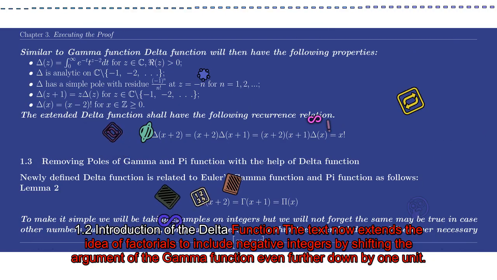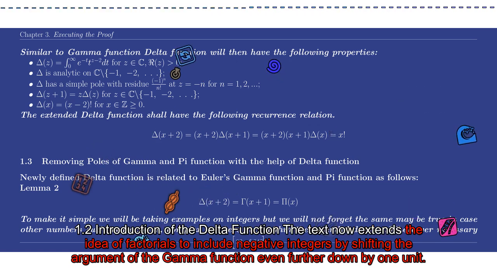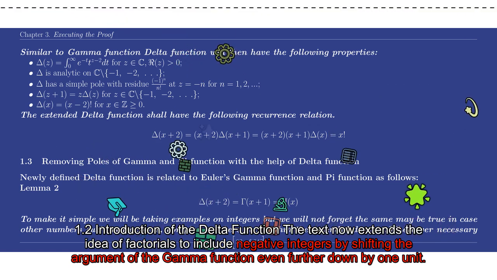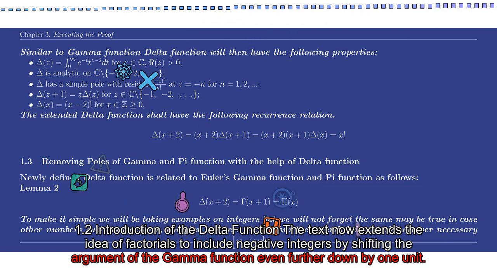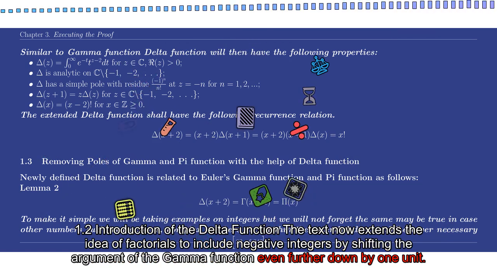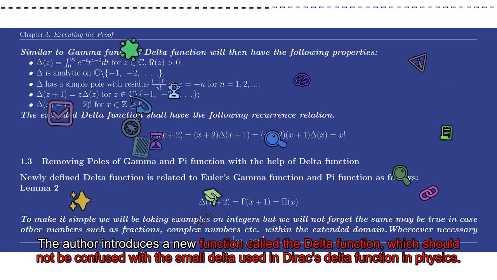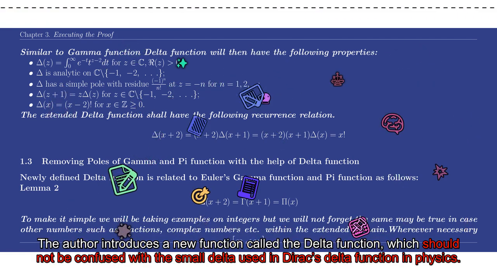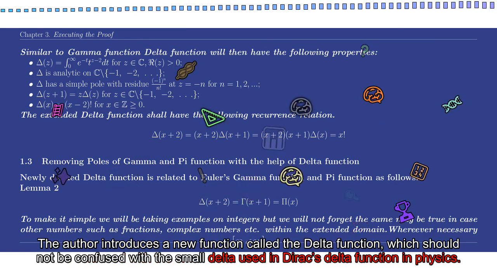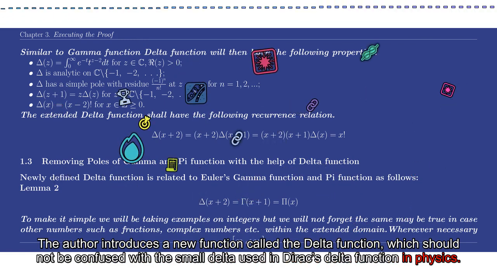1.2 Introduction of the delta function. The text now extends the idea of factorials to include negative integers by shifting the argument of the gamma function even further down by 1 unit. The author introduces a new function called the delta function, which should not be confused with the small delta used in Dirac's delta function in physics.